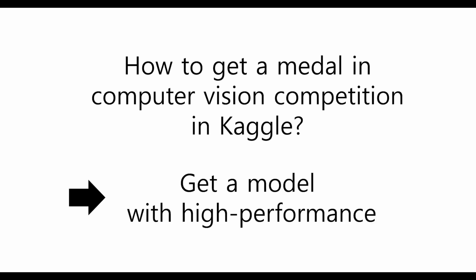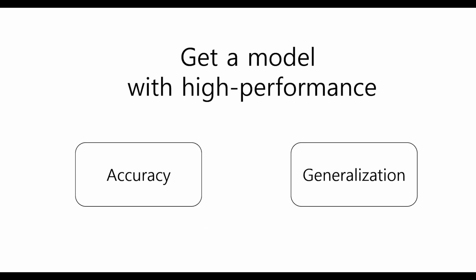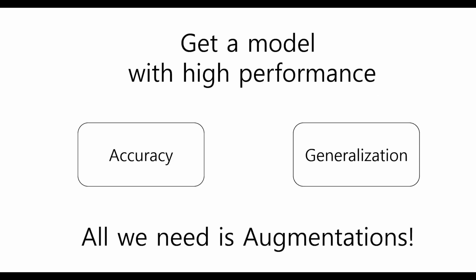To win a medal at a computer vision competition in Kaggle, you need to make a high-performance model. Of course it is. A high-performance model means that the model works accurately for a given task, and it also means that the model is well generalized on both train and test set. Furthermore, the model is good for both private leaderboard score and public leaderboard score.